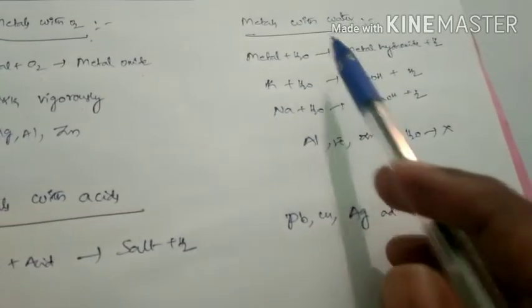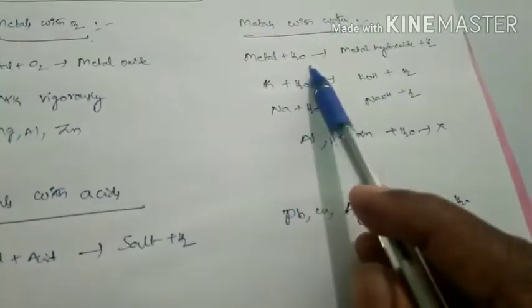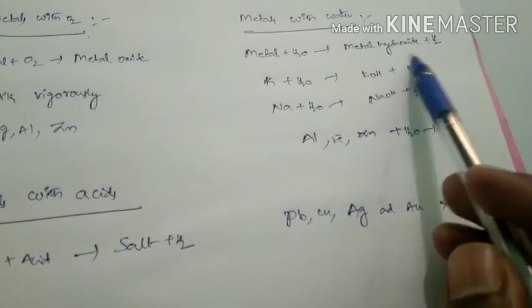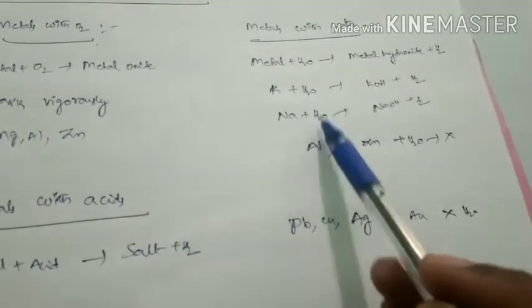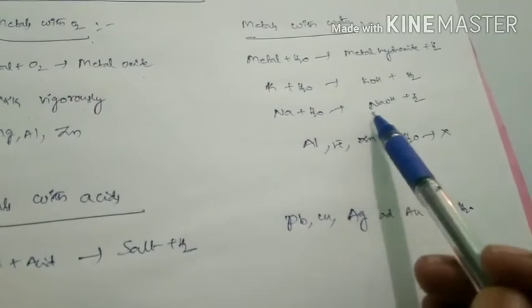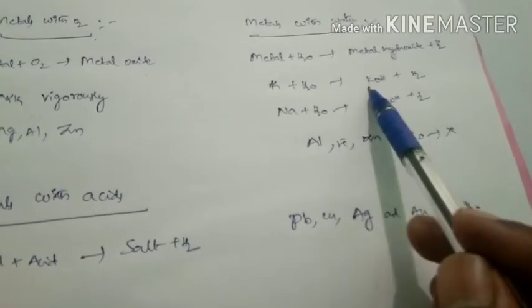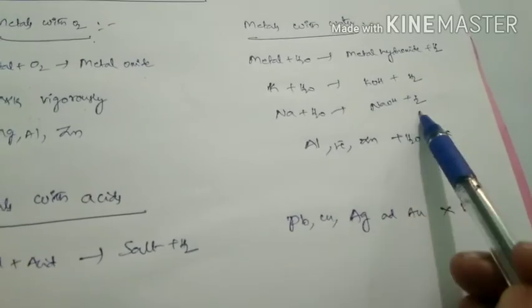In the previous lesson we already discussed this point. When metals react with water, they form metal hydroxides and hydrogen. For example, take sodium and potassium. When sodium and potassium react with water, they form hydroxides along with hydrogen gas.